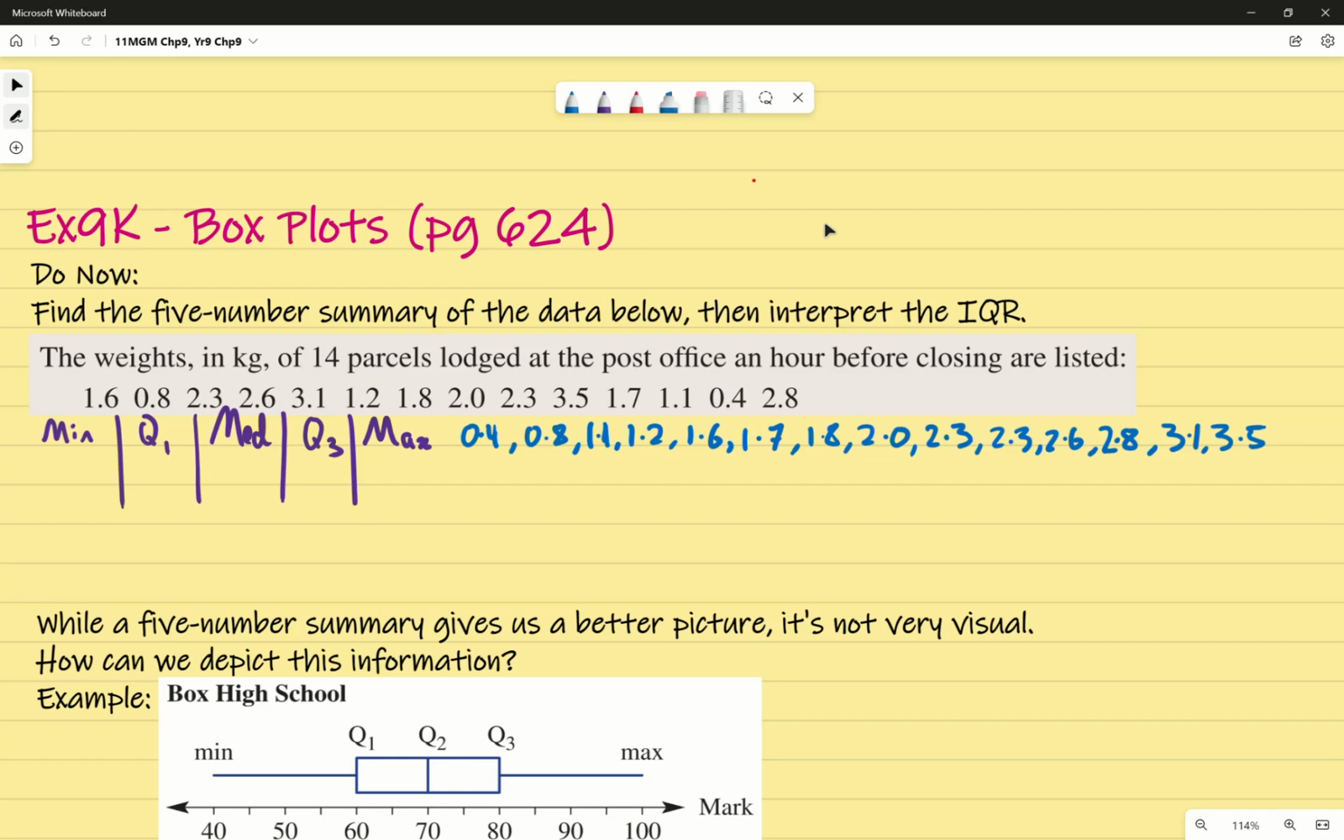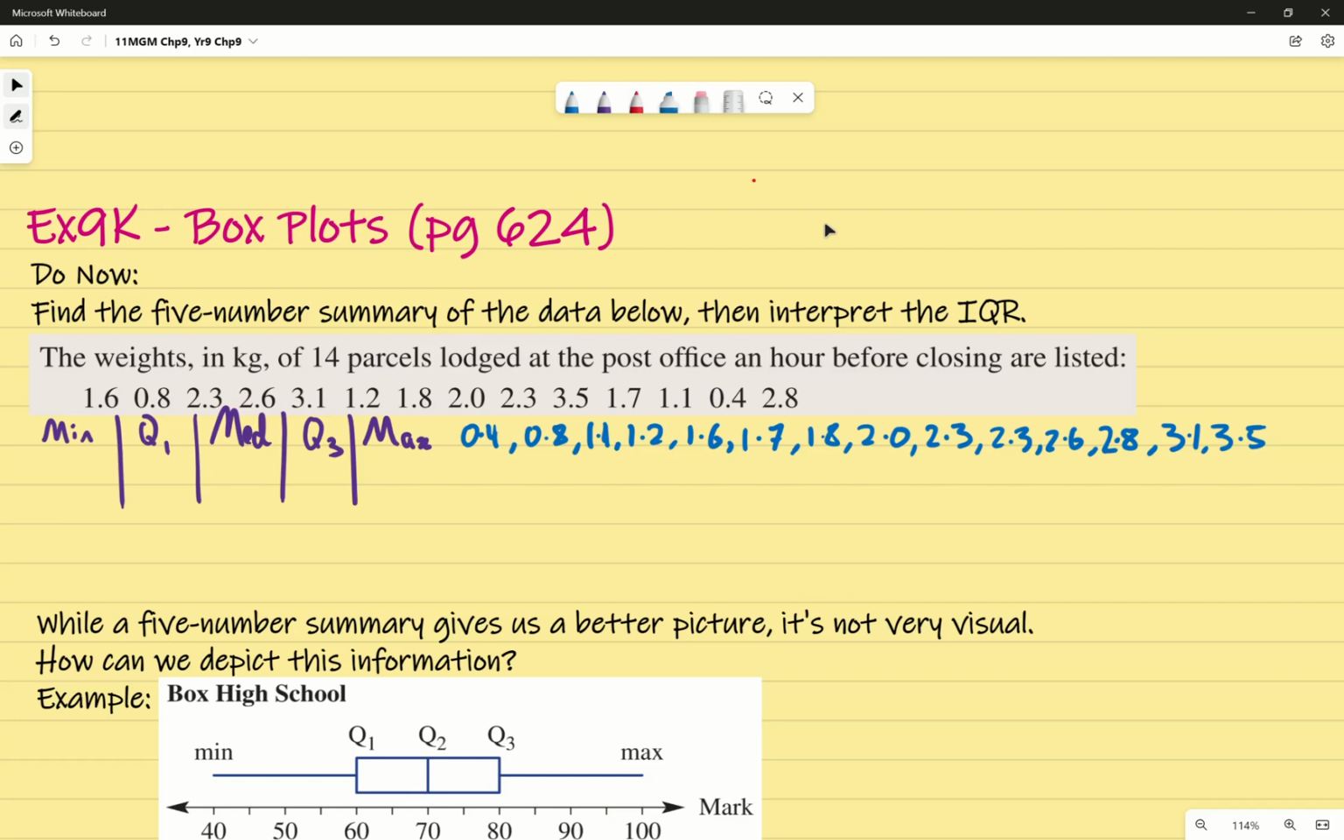So the weights in kilograms of 14 parcels lodged at a post office an hour before closing are listed as below. I've written the values from smallest to largest, thank you very much. Which one do we want to start with? What part of the 5-number summary do we want to start off with?